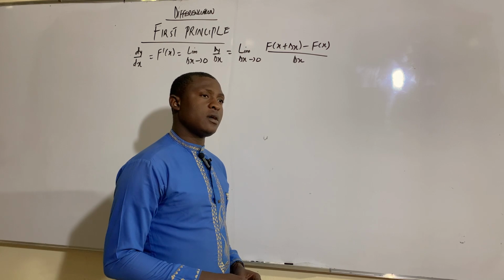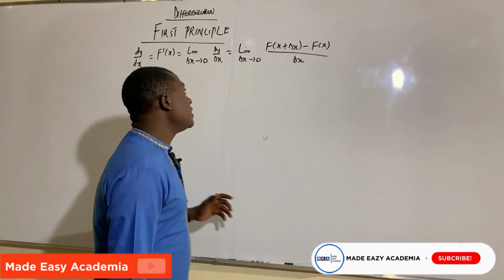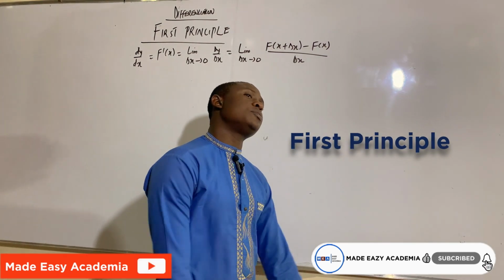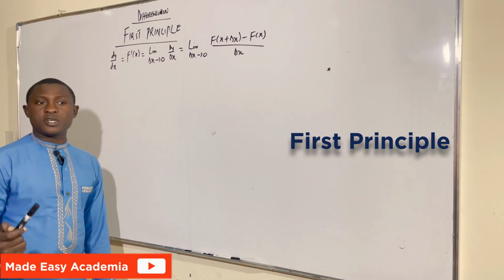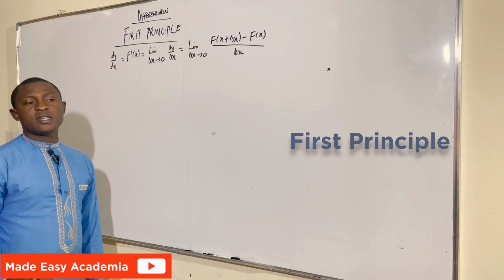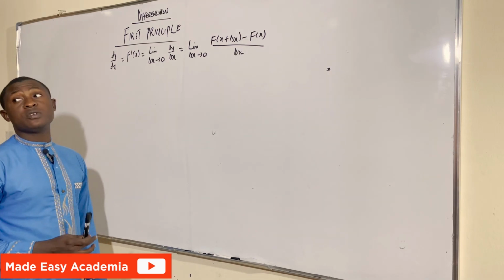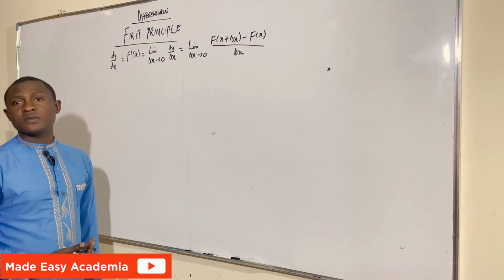So after the general method and the function of a function, which is the chain rule, the next one we are going to talk about is first principle. How are we going to make use of this first principle? It's something simple, somehow logical, so you just have to master the steps. But the first thing is that this first principle is only for the theory text. If you are doing objectives, you don't need to waste your time using the first principle.